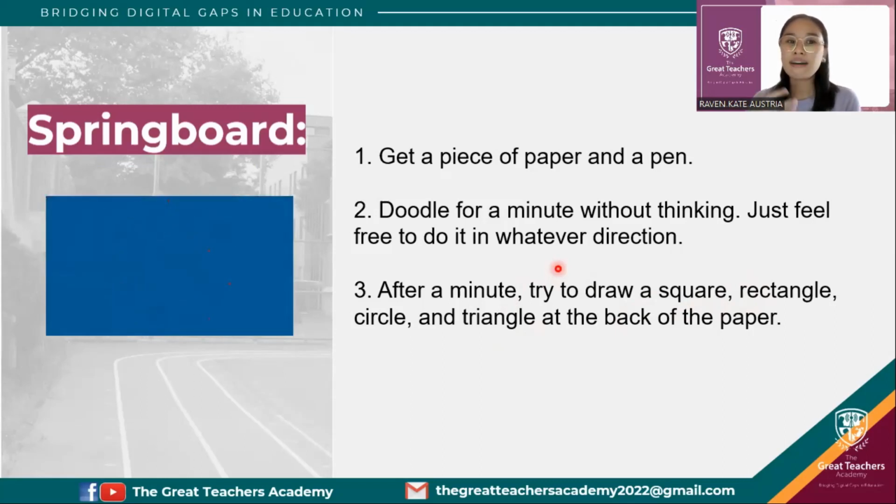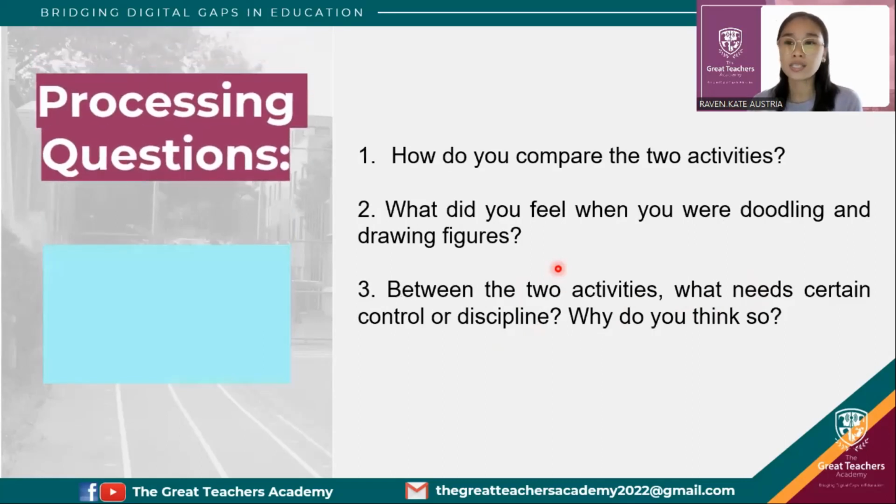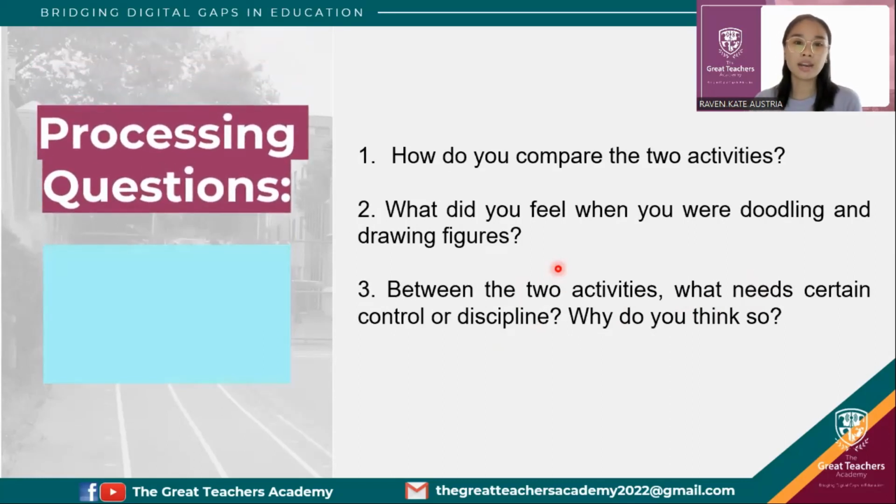Okay, so after answering this activity, I have here some processing questions to reflect on. Okay, number 1, how do you compare the 2 activities? So we have 2 activities, right? The first, in doodling, you scribbled whatever you want, and then the second activity is you draw the 4 different shapes that I have mentioned earlier. So how will you compare those 2 activities?